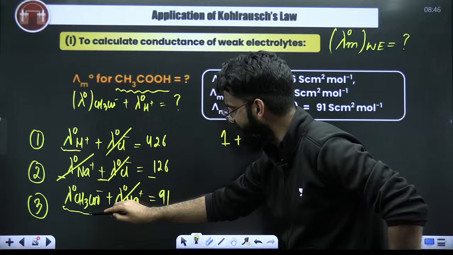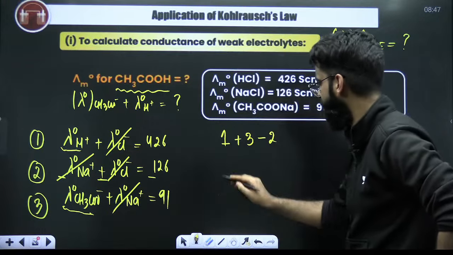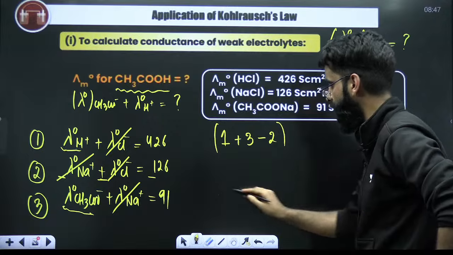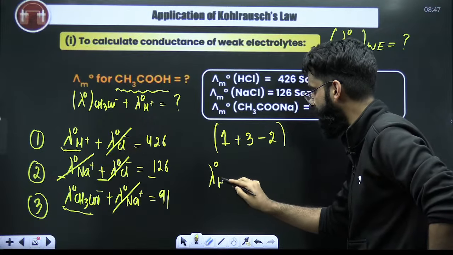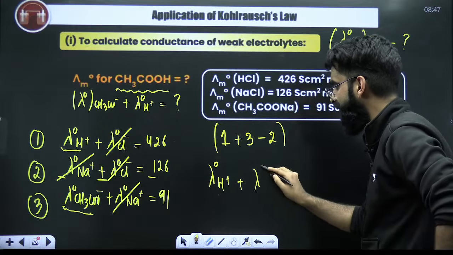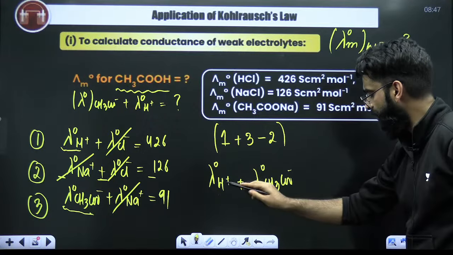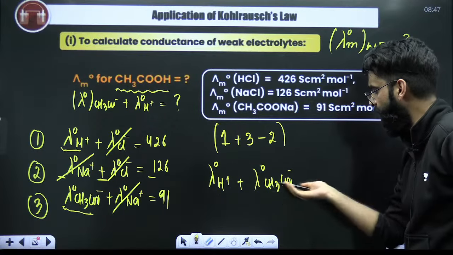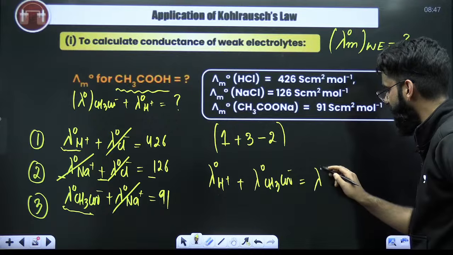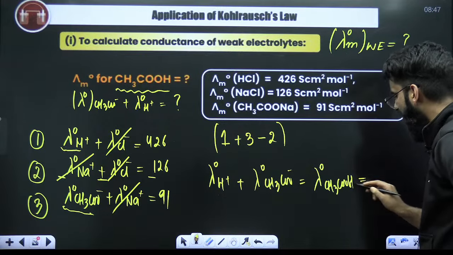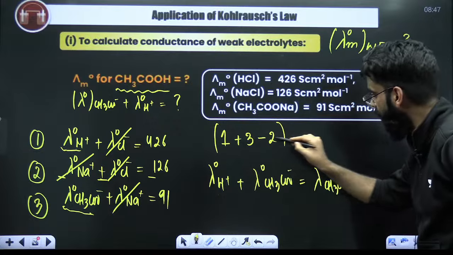Lambda naught CH3CO negative plus lambda naught. After doing this particular operation, what am I left with? I'm left with lambda naught of H positive plus lambda naught of CH3CO negative. Perfect. What do I call this? I'll be calling this particular term lambda naught M of CH3COOH. How did I get this? By doing this particular operation.